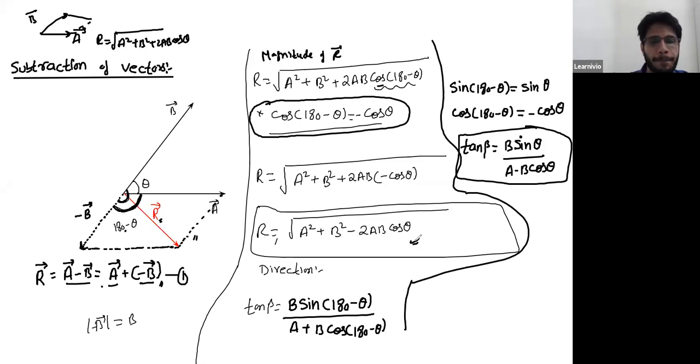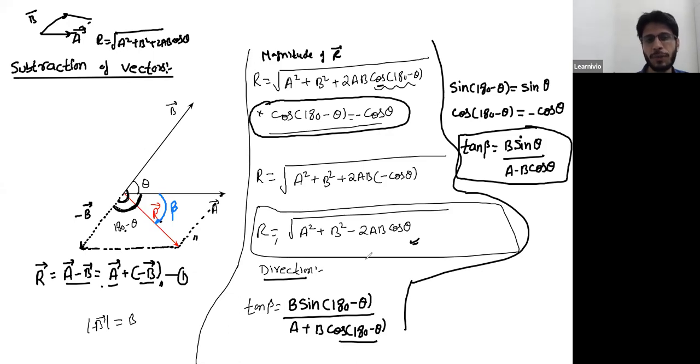Okay, the next is direction. To calculate direction, I define an angle beta with this thing. This is beta. To calculate beta, I am using the same expression that was given in the parallelogram law, b sine theta over a plus b cos theta. Instead of theta, I am using 180 minus theta.